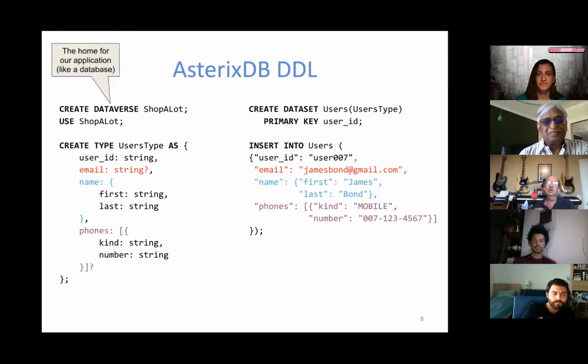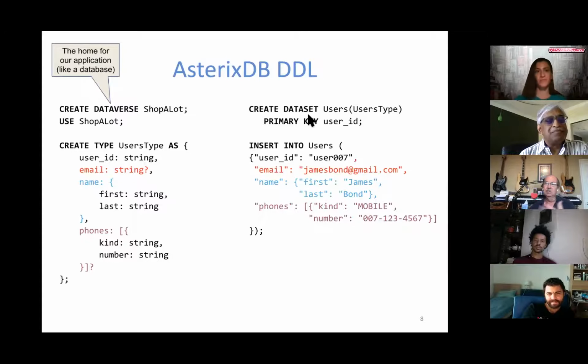So this was kind of a COVID-era shopping thing where you could have gig workers go and shop for you and they'd meet you in the parking lot. This is a subset of that data. So it's a little shopping application with users and data and products and things like that. The first thing we're going to do is create a dataverse, because it sounds cooler than database, called Shop a Lot, which is going to be a place where we can store our data.